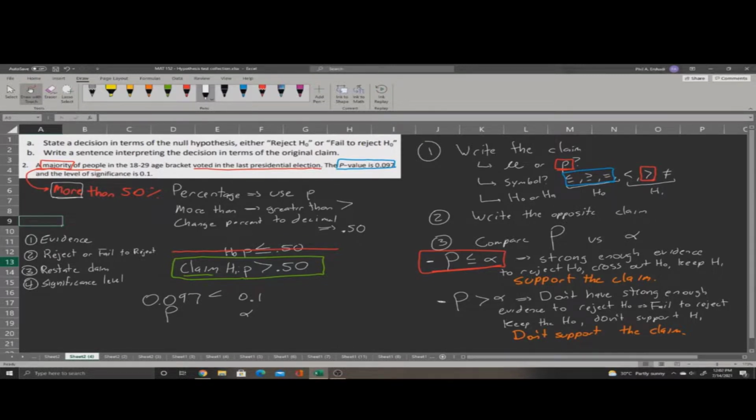So if we were to rewrite this, we would say that there is sufficient evidence at the level of significance of 0.1. And we should also mention that we are rejecting the null hypothesis and supporting the claim. And let's say what the claim is again. The claim at the beginning of the question was that a majority of people voted in the last presidential election.